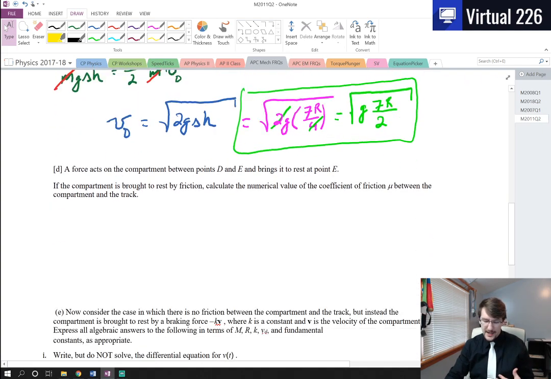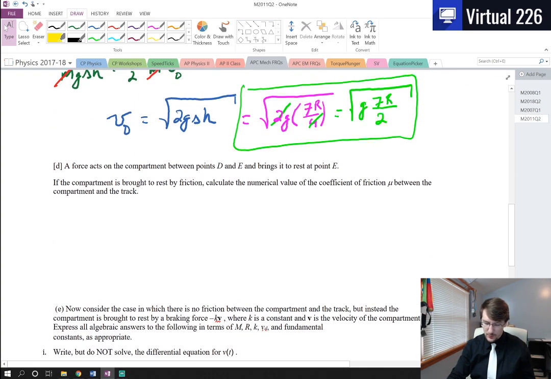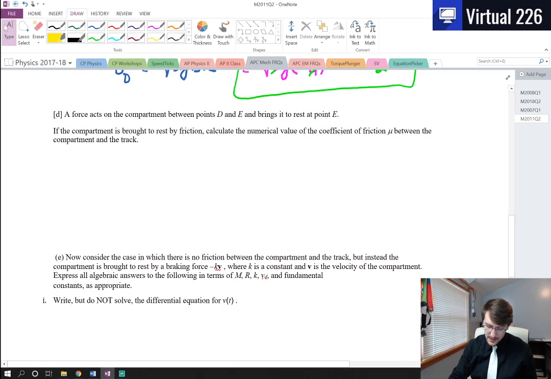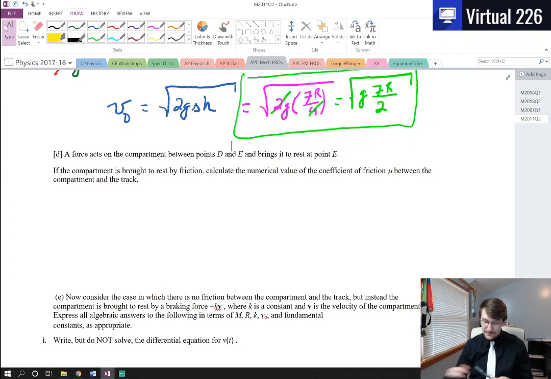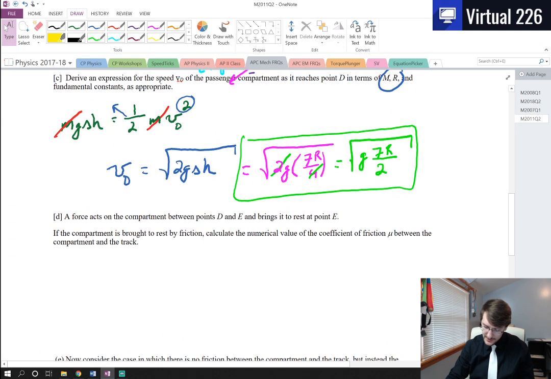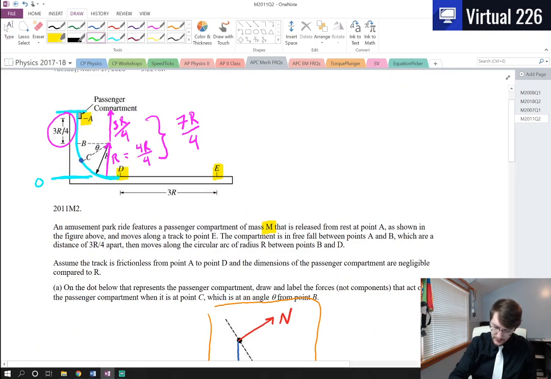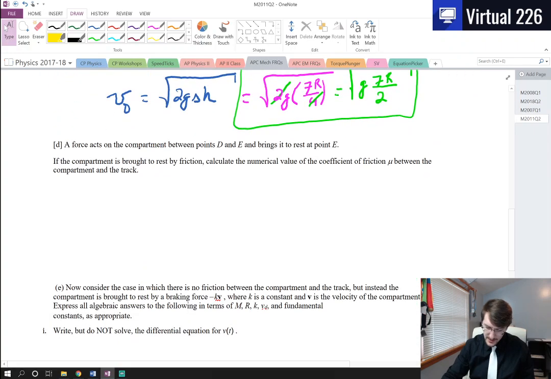You probably saw that last year in an intro physics class, or you saw it again this year in your AP class. In part D, we are looking at a force now acting on the compartment during the flat region out here. There's a force that's slowing the cart down. And we are assuming that this is a frictional force, and we'd like the numerical value of the coefficient of friction mu. Okay, so how do we do this?